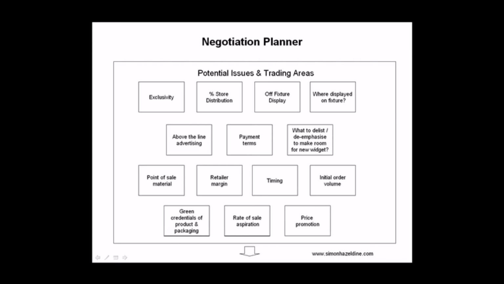It allows you also to flex backwards and forwards between issues and see the all-important interconnections. It doesn't mean you get stuck with a sequential A, B, C, D process. So capture all of the potential issues and trading areas that you think are going to be discussed in the negotiation.